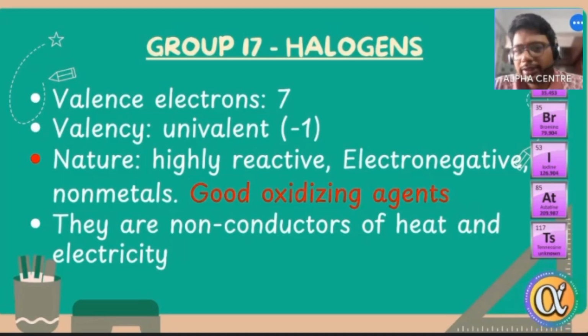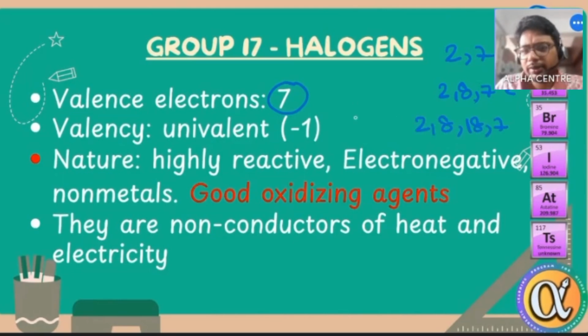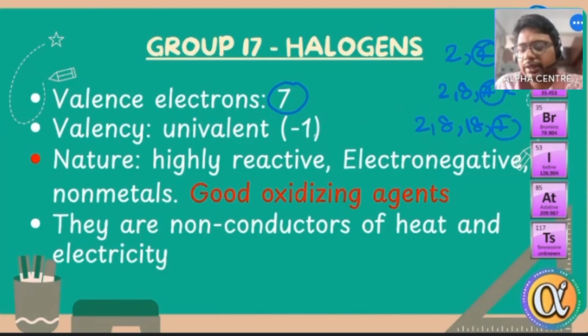The halogen series, which is also known as group 17. This group has 7 valence electrons. For example, the electronic configuration of chlorine is 2,8,7, fluorine is 2,7, bromine is 2,8,18,7, and so on. So all of them have 7 electrons in their outermost shell. Since they have 7 electrons in the outermost shell, all these elements are looking for 1 electron. Again, this group of elements is highly reactive and they're electronegative non-metals.